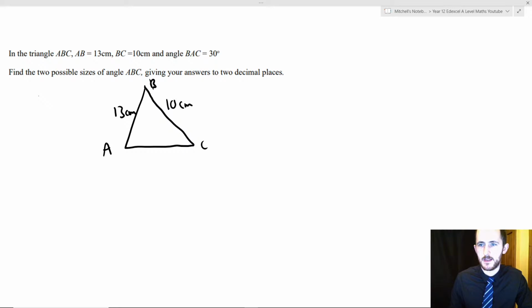10 centimeters. BAC is 30 degrees. And it says find two possible sizes of the angle ABC.